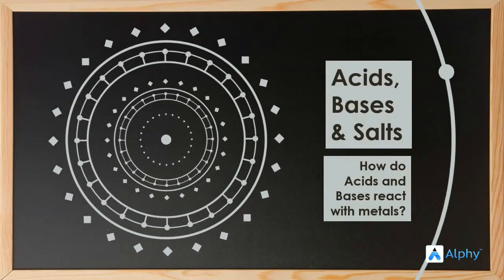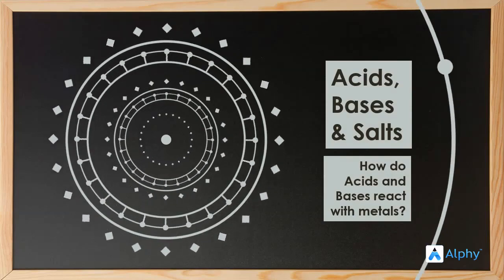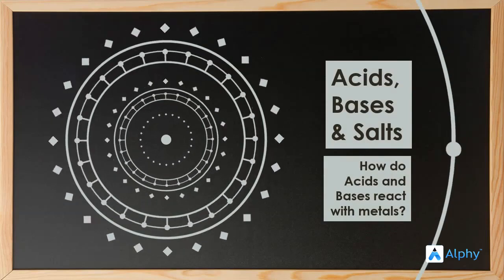Bases and salts. How do acids and bases react with metals? So here we are going to understand how acids and bases react with metals. What's the reaction and what are the products formed? Let's move. We have this activity 2.3. We'll perform this activity virtually and understand acids and bases in a more deeper way.